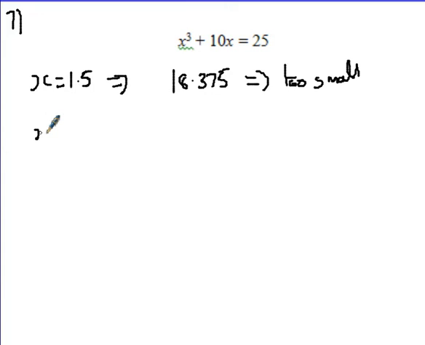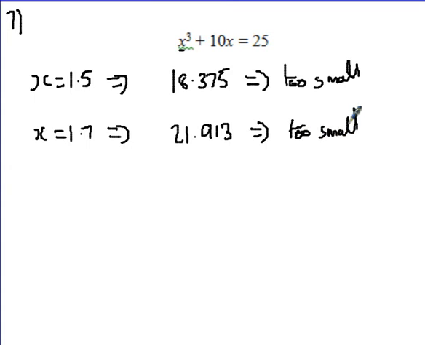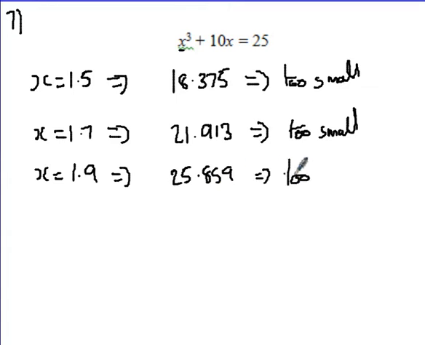So we've got to go something slightly bigger, so we'll go for 1.7 this time. So again it's 1.7 cubed plus 10 lots of 1.7. Now what I've done is type this in a calculator, and you can go in and edit it to put 1.7 instead of 1.5. Now again, that's too small, so we'll try x equals 1.9. So I'm just going through and deleting the 7 and putting 9 in now, and that gives me 25.859. Now that's too large.